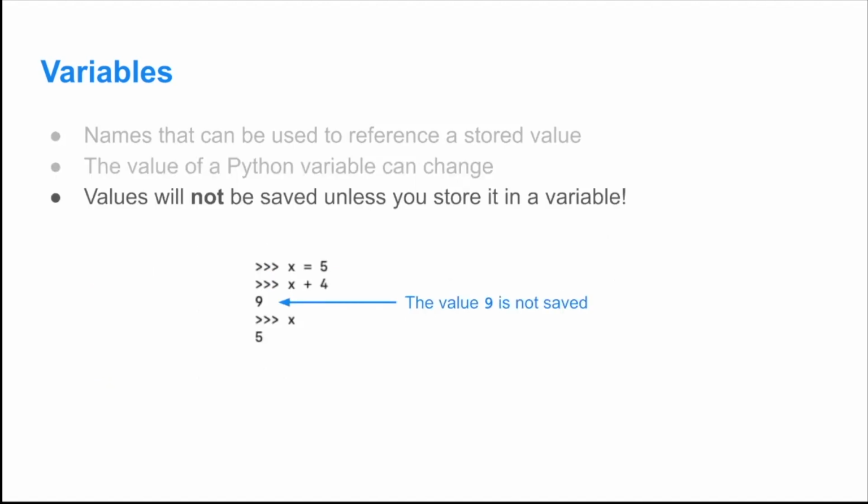Note that this is a big mistake that people tend to make, especially if you're a beginner to coding. Values will not be saved unless you store them in a variable. So for instance, if you have x equals 5, and then you just type x plus 4, it does evaluate to 9, but if you try to look at what the value of x is again, you'll see that it's still 5 because you did not store the value 9 anywhere. So if you're writing a long program and you're not saving your values, you are going to lose a lot of those computations that you've done.